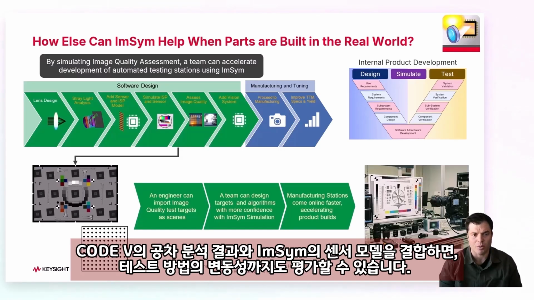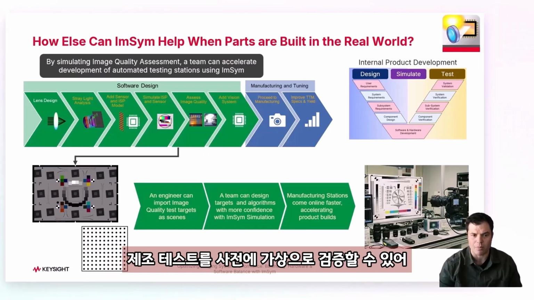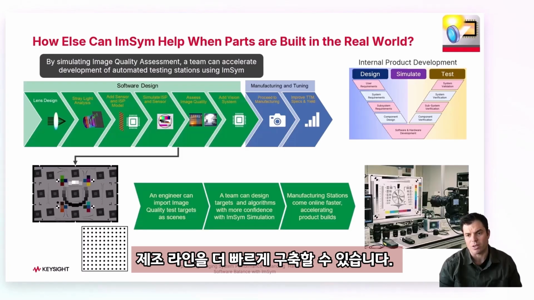By combining tolerance analysis from Code 5 and ImSym sensor models, you can test the variation in your test methods. Therefore, manufacturing stations have the ability to come online faster, because instead of waiting for first hardware samples to arrive to testing facilities, you can simulate the manufacturing test using ImSym.